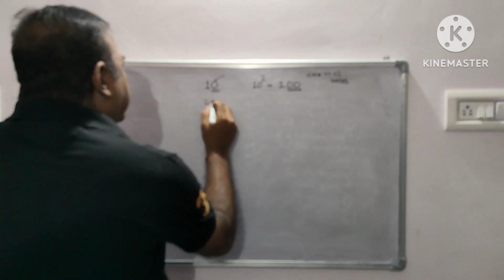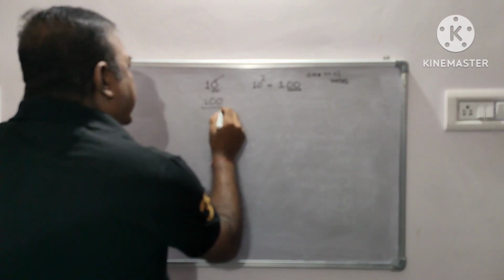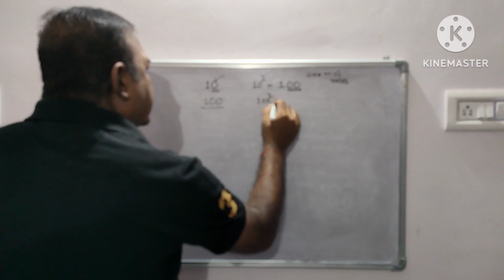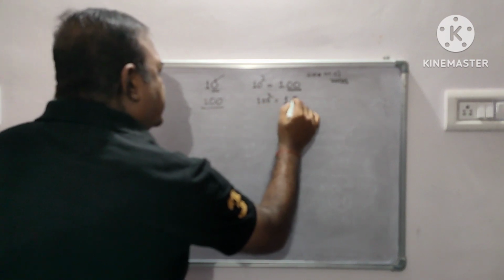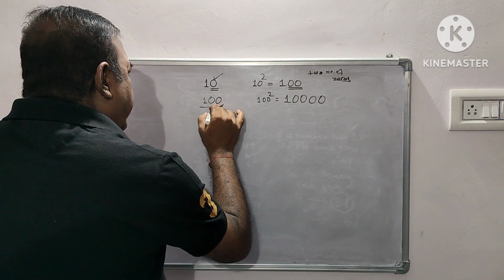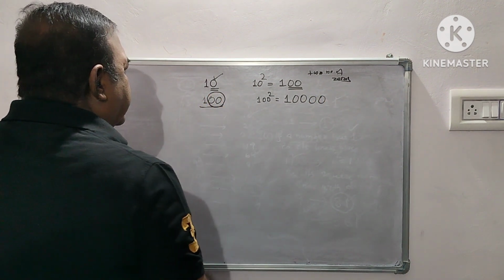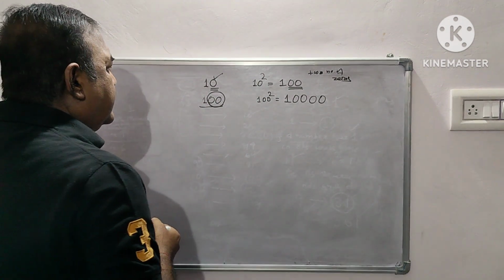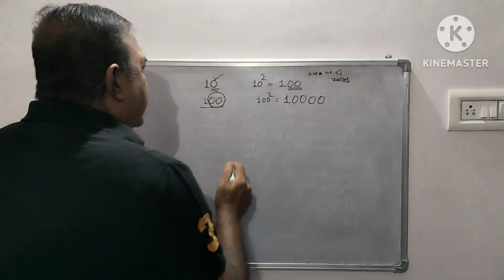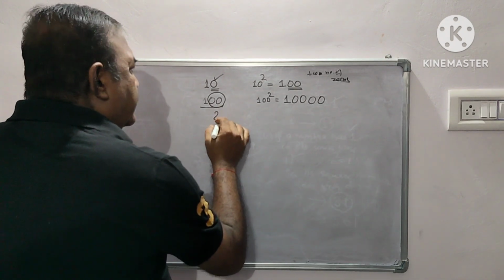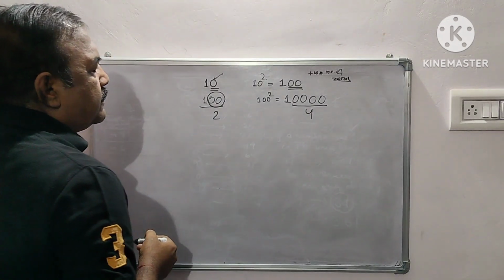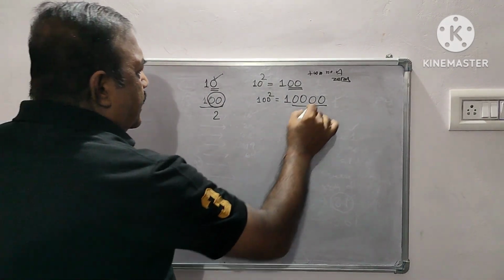If the number is 100, its square, 100 square, is equal to 10000. How many zeros were present in the number first? 100 contains 2 zeros at the end, and for 2 zeros you see there are 4 zeros here.